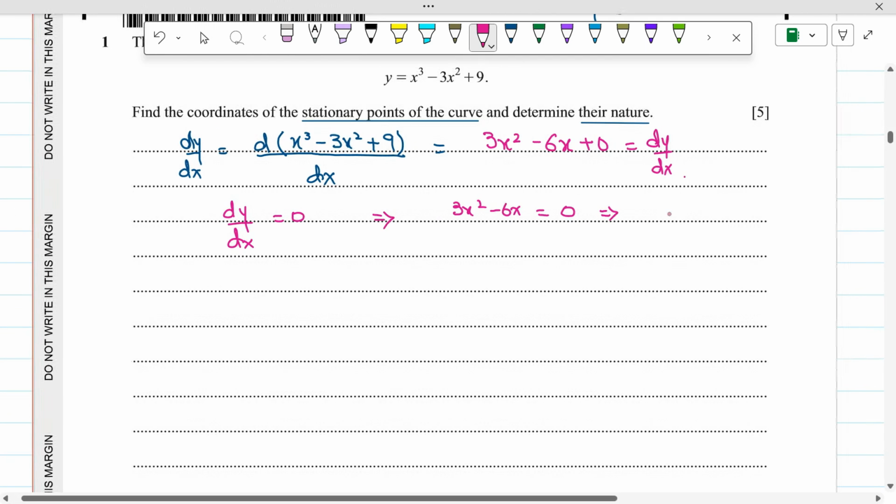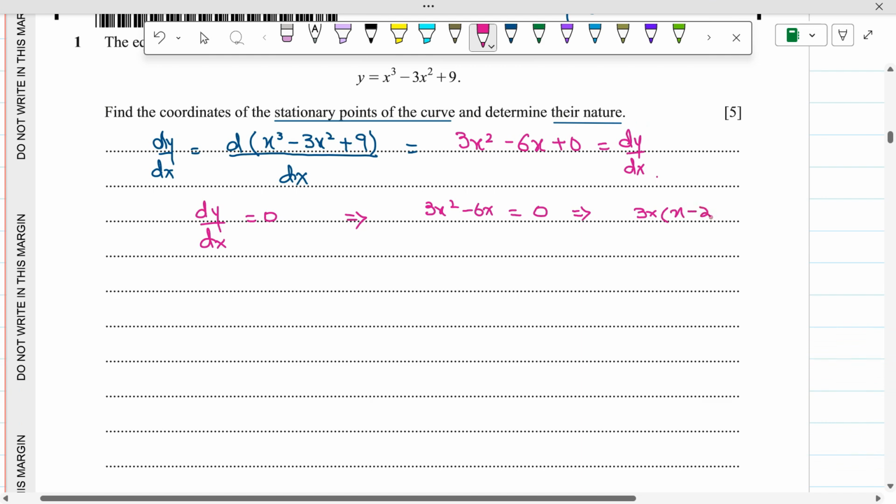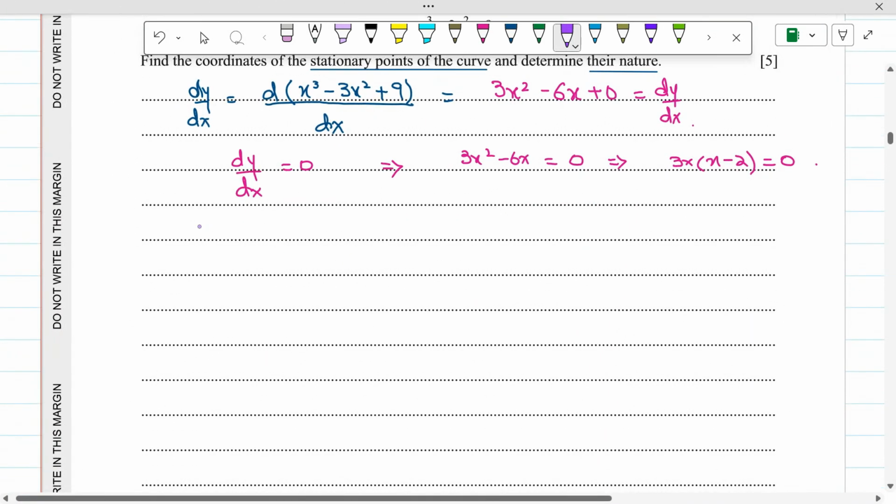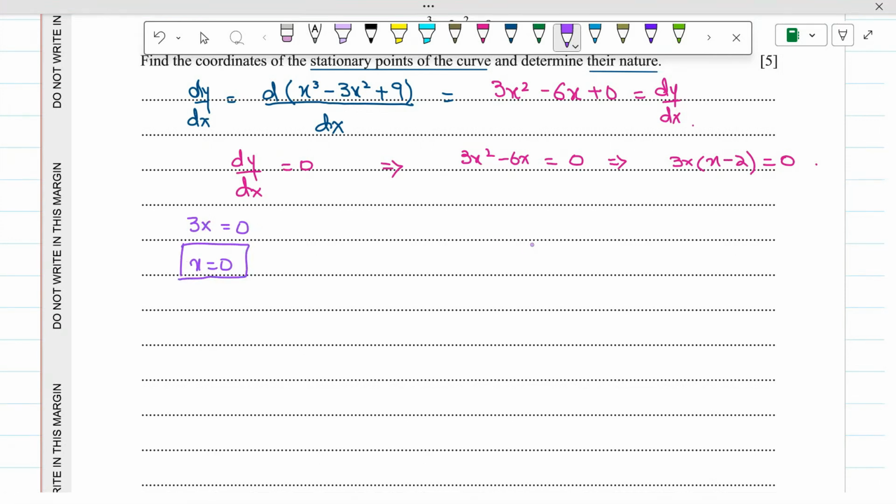Taking 3x common, we will have 3x times (x minus 2) equal to 0. So we have two factors, equating each with 0. We will have 3x equal to 0, or x equal to 0. On the other side, we have x minus 2 equal to 0, and in this case, x is equal to 2. So we have the x coordinates of the stationary points.